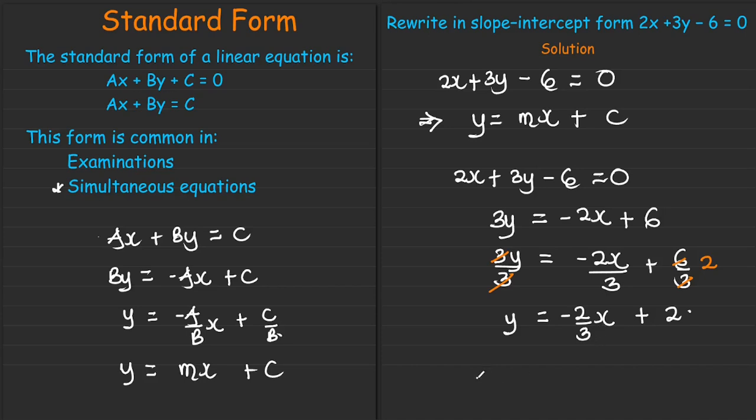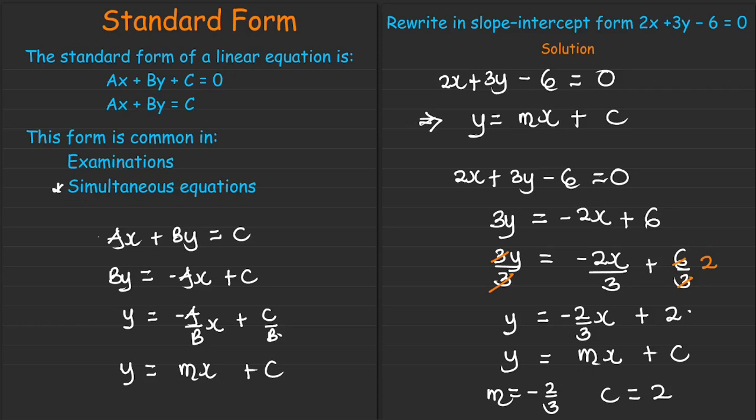Now, if we are to compare this to the slope-intercept form, then what would be our observation? It simply means our c is the 2, and then our m is negative 2 over 3. That is, m equals negative 2 over 3, and then c is equal to what? 2. Very, very simple. So as I have said, you can interchange the various forms to suit your solution.